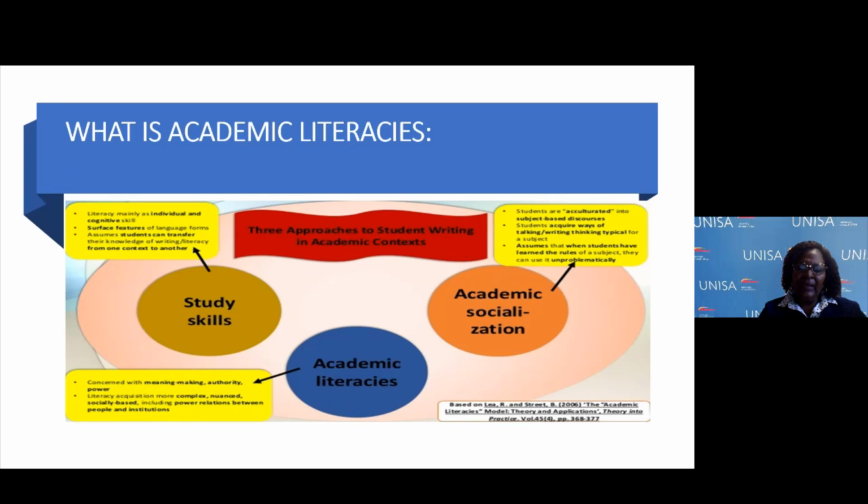And the third one is what we term academic literacies. These academic literacies are concerned with the meaning of what you are studying. You are able to make meaning of whatever you are reading in your field of studies. You are able to understand even the nuances of that particular field. You are able to have power to engage with your fellow students.